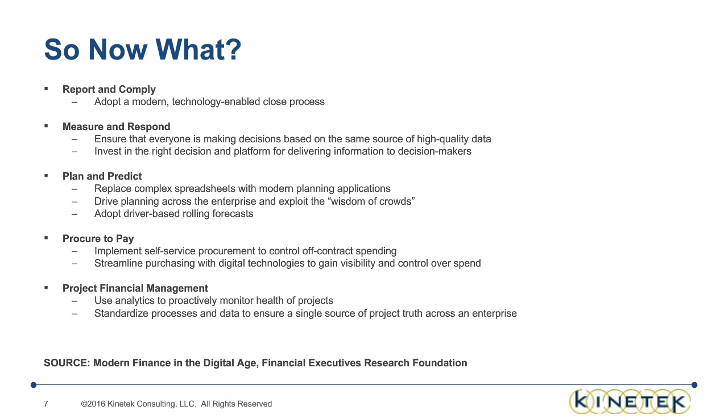The 5 main processes that were identified for best practices, if you will, were in the areas of report and comply, measure and respond, plan and predict, procure to pay, and then last but not least, project financial management. So what do all of these things mean? Well, let's take each one of them individually.